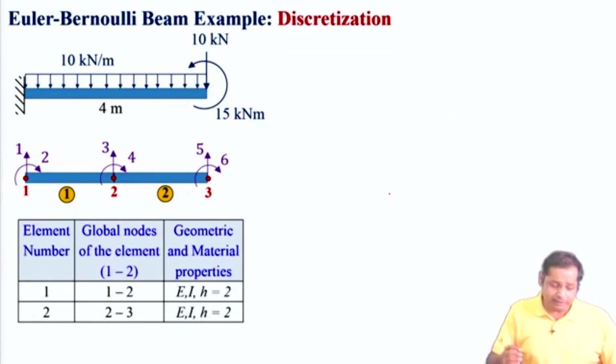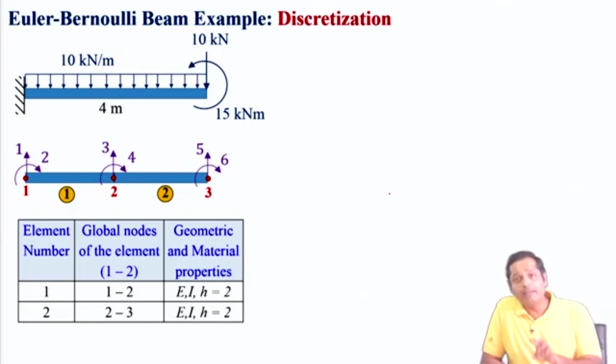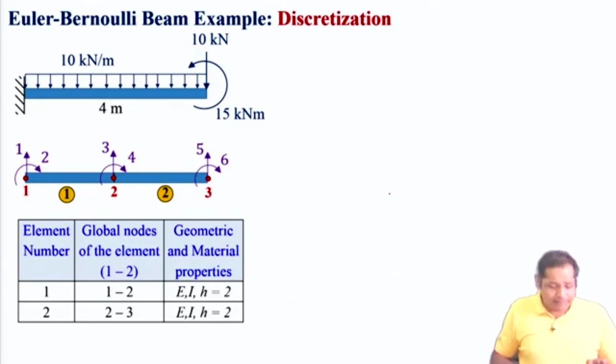Now we also need to provide the connectivity of the elements. The element is connected between 2 nodes. For element number 1, the connectivity is 1 and 2, meaning it is connected between node number 1 and 2, and element number 2 is connected between nodes 2 and 3. This connectivity is important, as we also discussed in the case of truss, because when you write the stiffness matrix and then assemble the stiffness matrices, you have to keep this connectivity in mind. The size of each element is 2 and 2. Let us take EI constant for the entire beam.